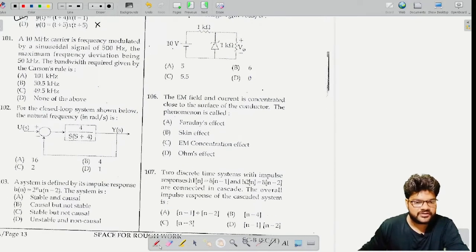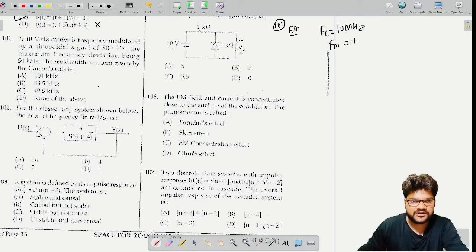Next, question number 101. A 10 megahertz carrier is frequency modulated. This question is from FM, frequency modulation. So fc we are given is 10 megahertz, by a sinusoidal signal of 500 hertz. So the modulating sinusoidal signal fm we are given is 500 hertz, let us say 0.5 kilohertz. The maximum frequency deviation, delta f maximum, we are given is 50 kilohertz. The bandwidth required is given by Carson's rule.